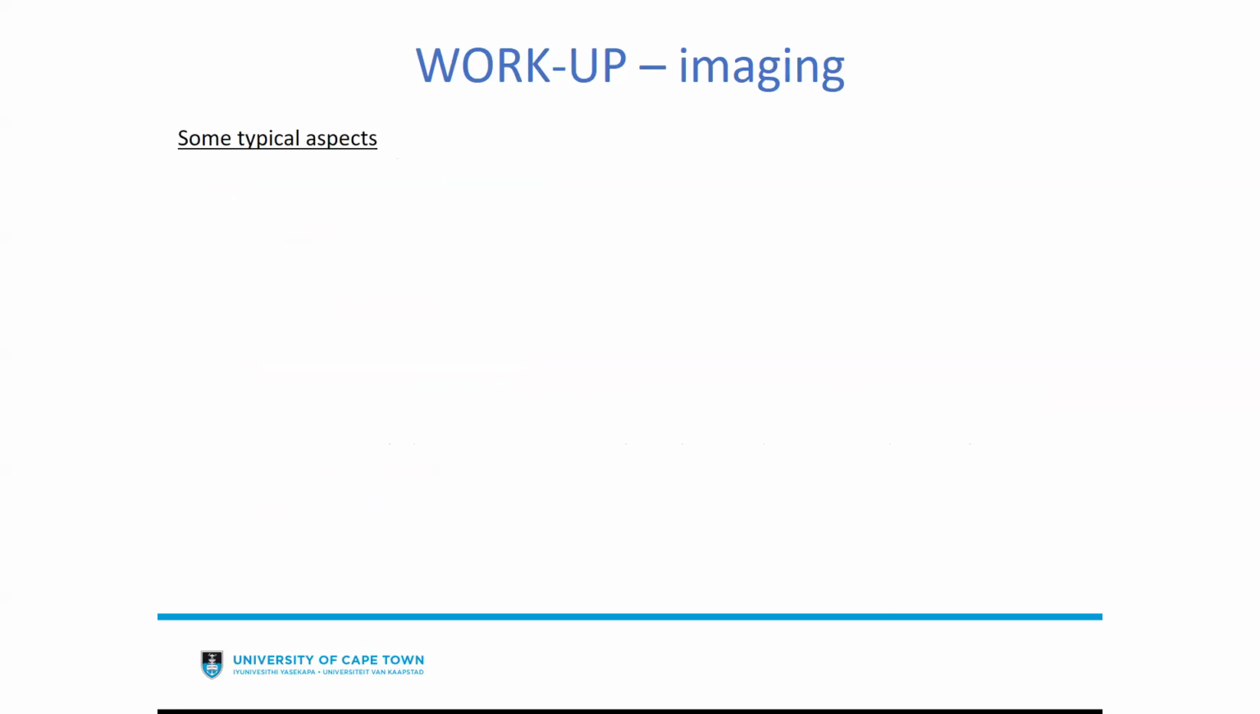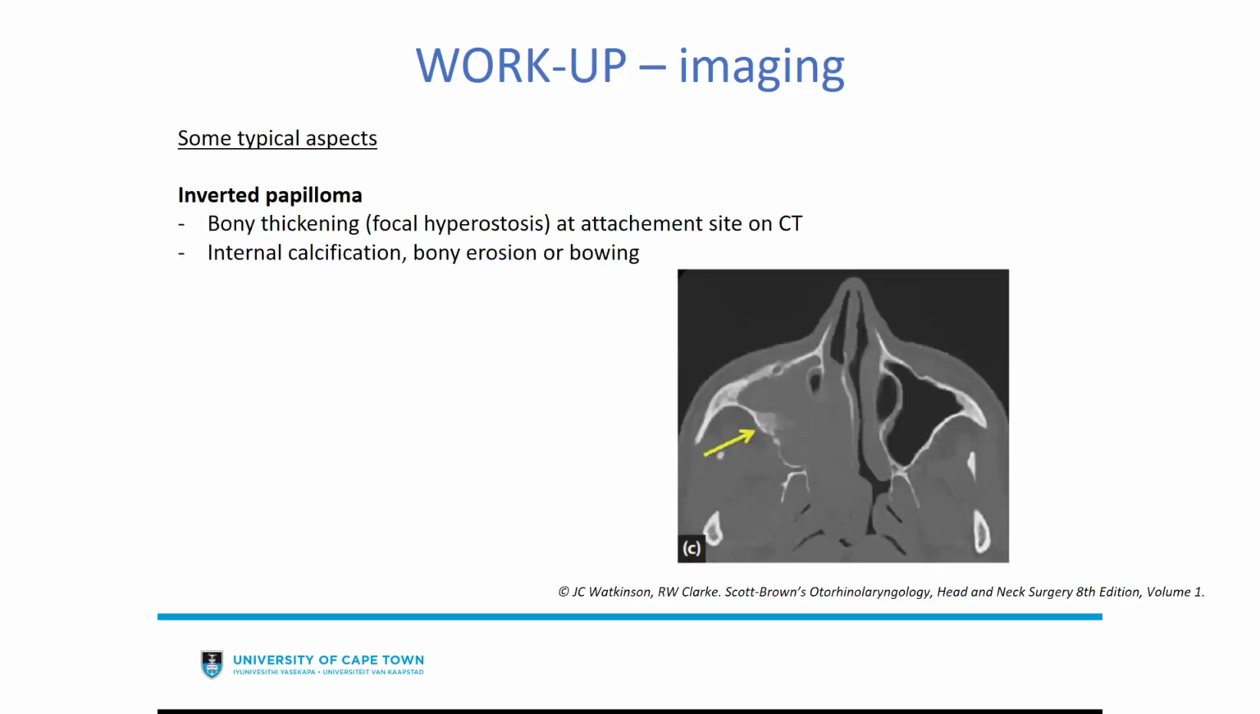Although imaging alone will rarely be enough to make your diagnosis, there are a few lesions that have some typical aspects. For example, an inverted papilloma usually has a bony thickening or a focal hyperostosis at the attachment site on CT, as you can see here. This is very important to see preoperatively, because you have to be very attentive to this during your operation and take it all away to prevent recurrence. The lesion itself can show internal calcification, and there can be some bony erosion or bowing.